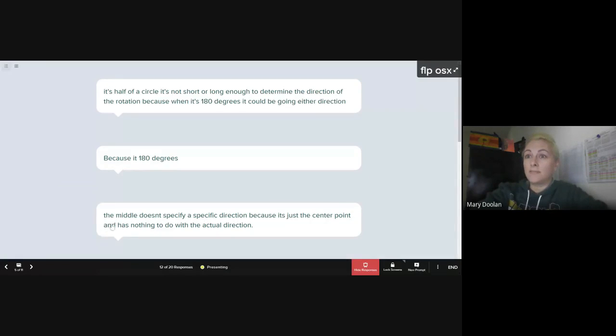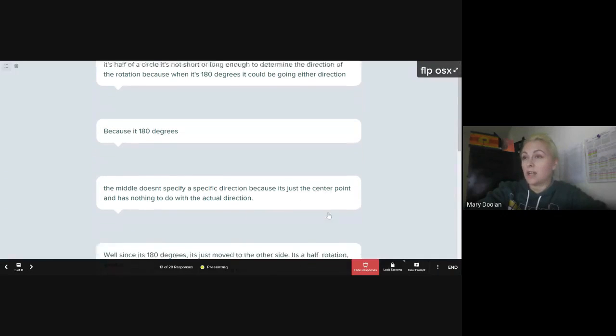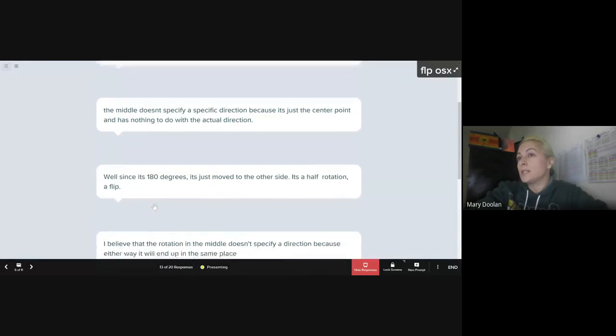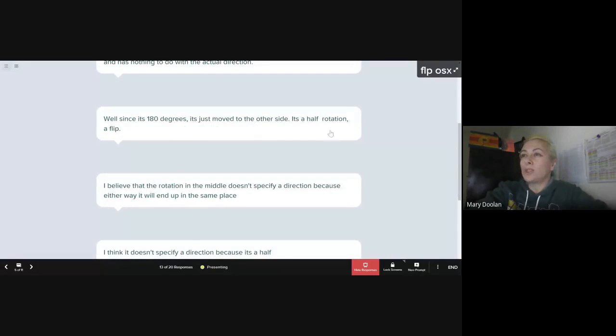Yeah, but the other response is good too. The middle doesn't specify a specific direction because it's just the center point. It has nothing to do with the actual direction. Well, since it's 180 degrees, it's just moved to the other side. It's half rotation, a flip. I believe that the rotation in the middle doesn't specify a direction because either way it will end up in the same place. Yes, exactly.